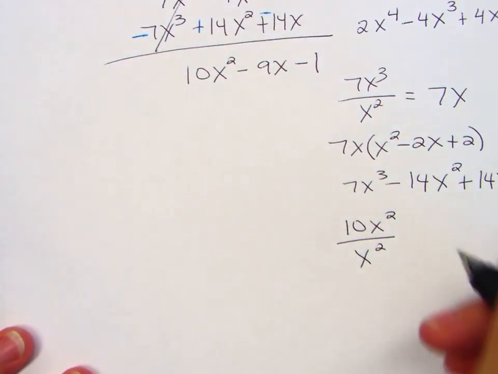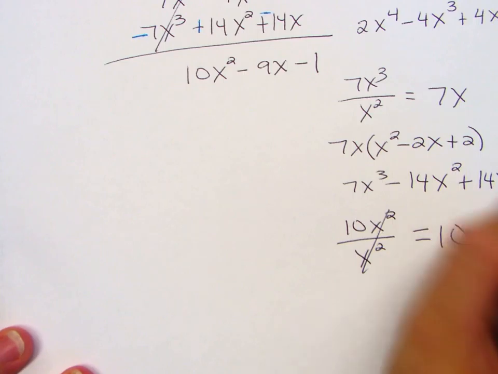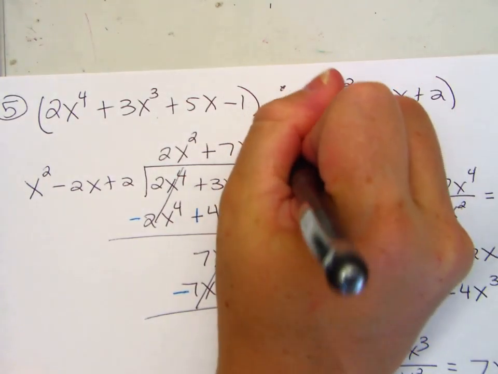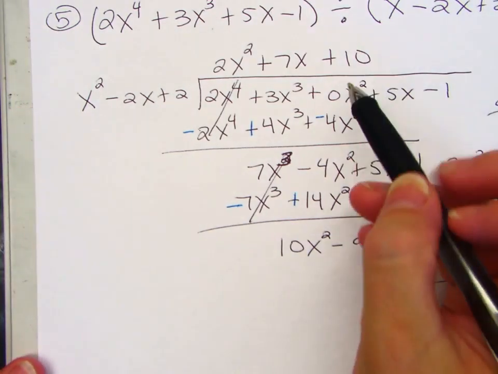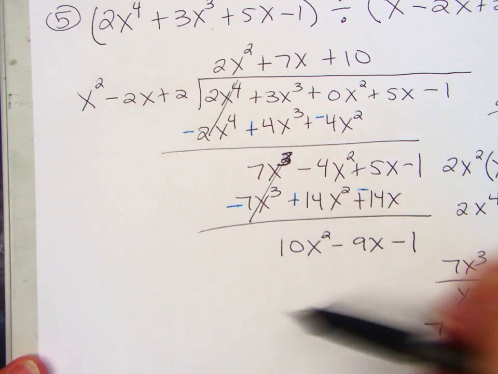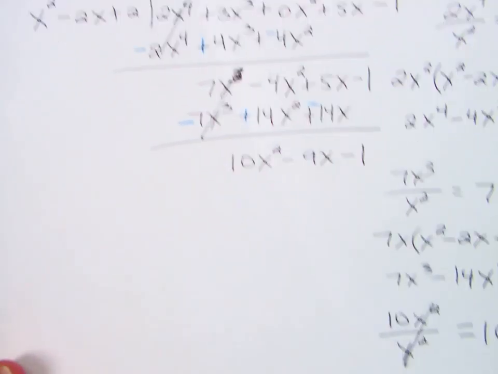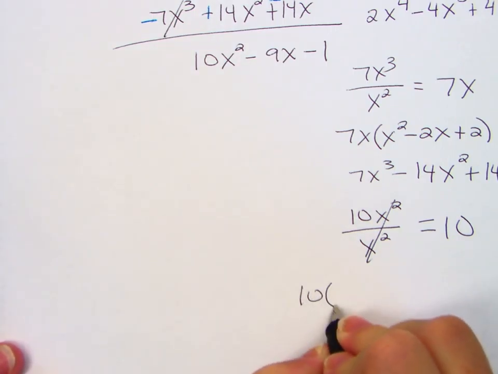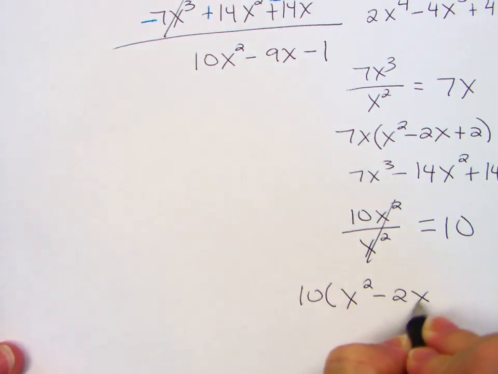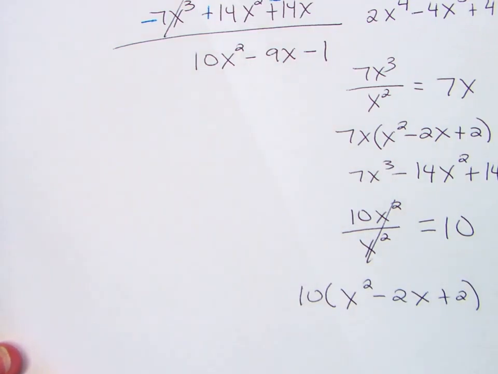10x squared over x squared. The x squareds cancel, and you get 10. So we get plus 10. Okay. Then again, remember, we're distributing. We need to do 10 times the trinomial to put down beneath. So I'm going to show my work down here. 10 times x squared minus 2x plus 2. You get 10x squared minus 20x plus 20.